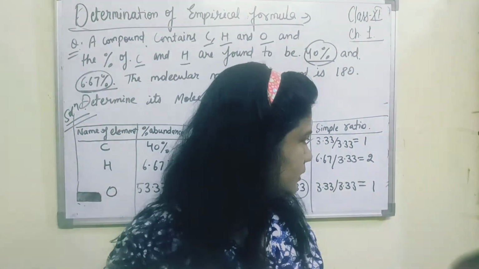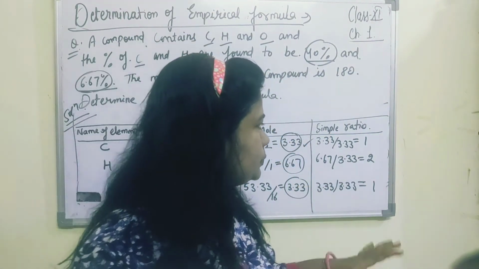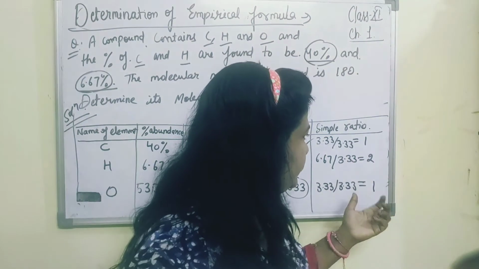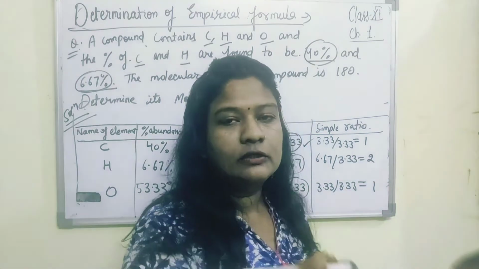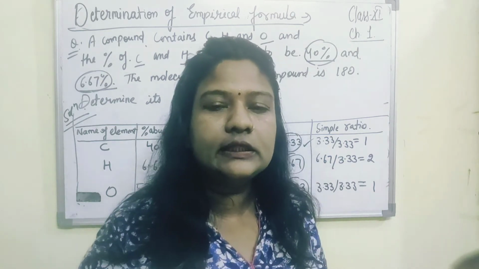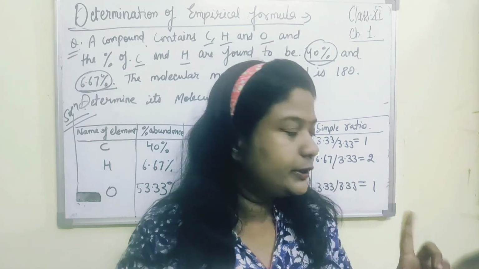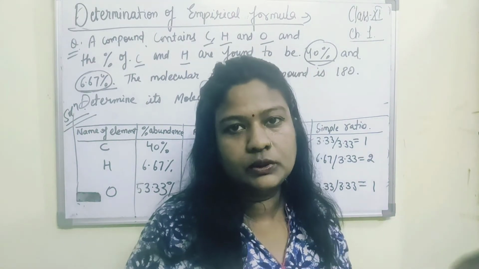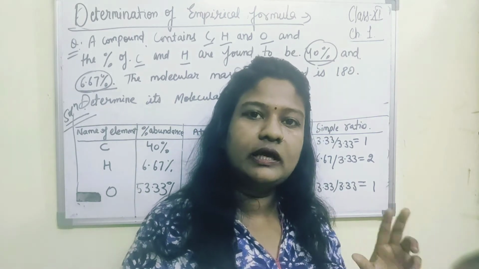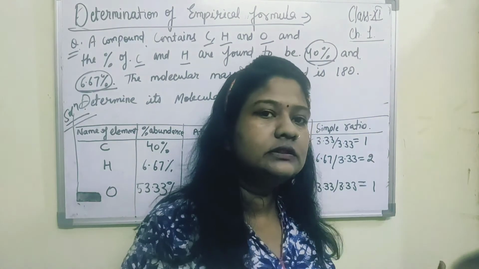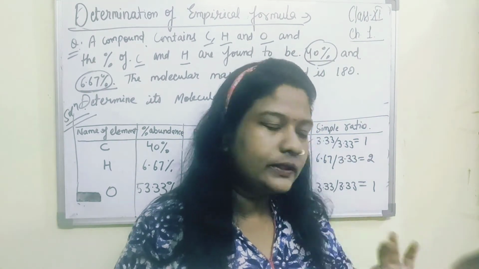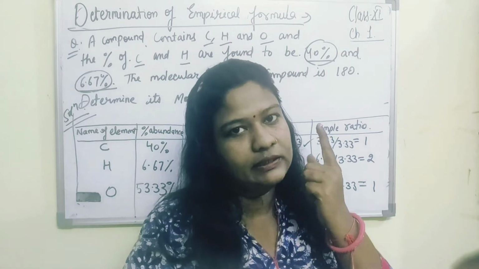And if it is necessary to get the whole number ratio, if you are not getting a whole number ratio, then you have to multiply by any suitable integer to get the whole number ratio. Suppose you are getting the fractional number 1.5, then you have to multiply it by the integer 2. Then you will get the whole number 3. So you can multiply all the numbers by any suitable integer to get whole numbers. Remember this and keep it in your mind.